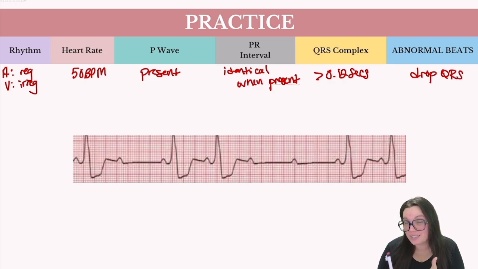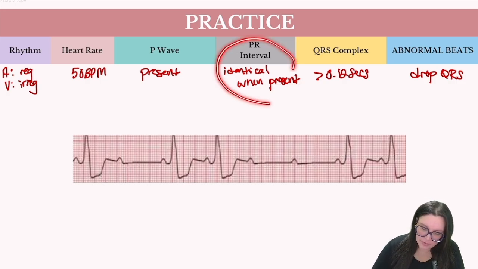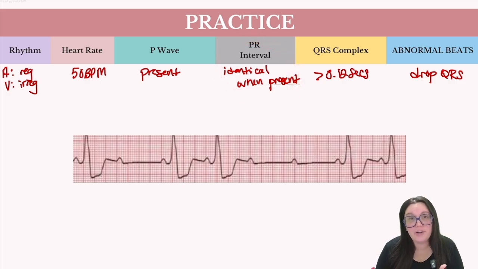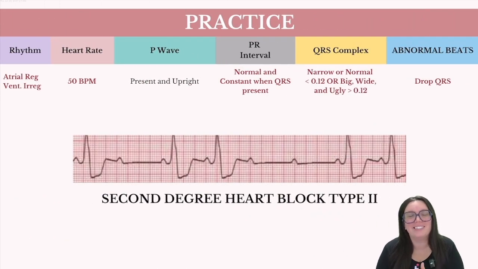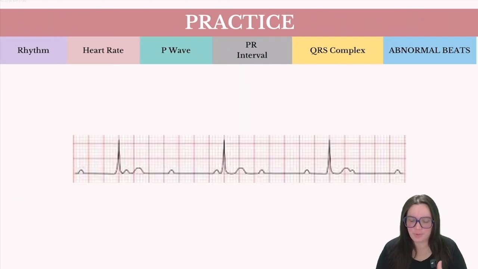What makes heart blocks special is we're looking at the PR interval. So what's happening with our PR interval that we can see here? Well, the PR interval is identical when it is present. Which heart block is identical when it is present? You are absolutely correct. It is a second-degree heart block type 2. Let's take a look at our last practice question.